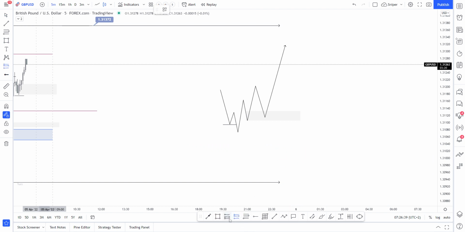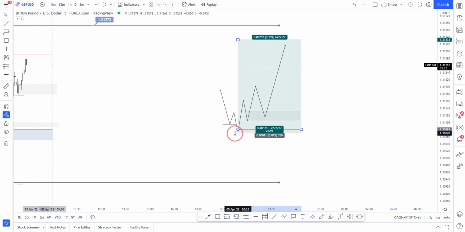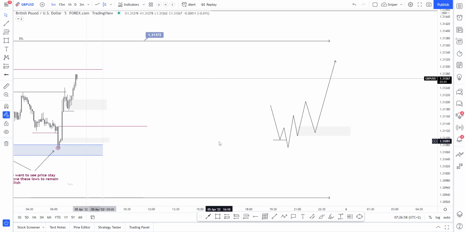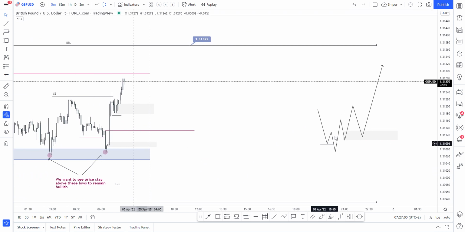Obviously, you can take something like this and just say, okay, that's my entry. I know it's going up, and you could work out a 1 pip stop loss and take a 1 to 100 risk to reward. That's obviously possible, but the higher probability, better case scenario would be seeing that confirmation, seeing this type of pattern happening within this area before we take a buy.